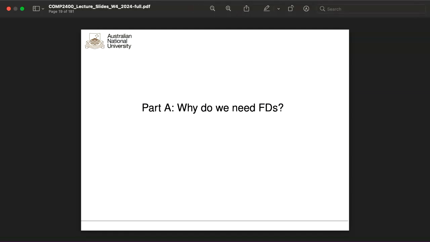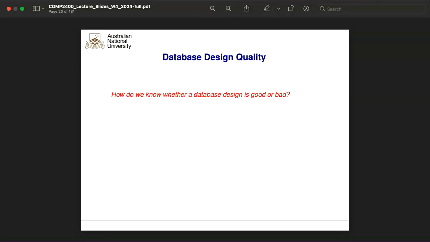Why do we need the functional dependencies? So we talk about database design issues. But to understand database design issues, the question is, how do we know a database design is good or bad? If your manager asks you, okay, here we have a database, can you give me your opinion? Can you please tell me whether this database design is good or bad, and in which sense?